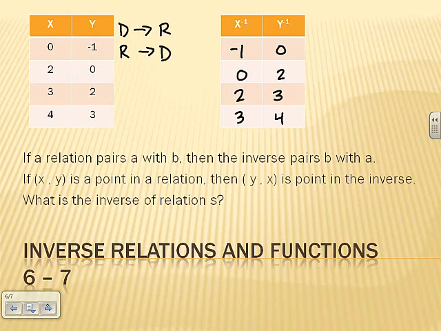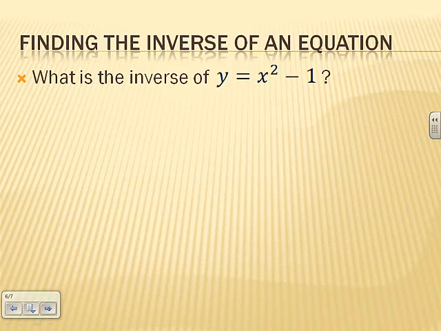So let's look at some functions. Finding an inverse. What is the inverse of y equals x squared minus 1? To find the inverse, you're going to begin by switching x and y. So you're going to say x equals y squared minus 1. The operations stay where they are, and all you do is literally switch the place of x and y. So the y becomes squared and the x moves here.